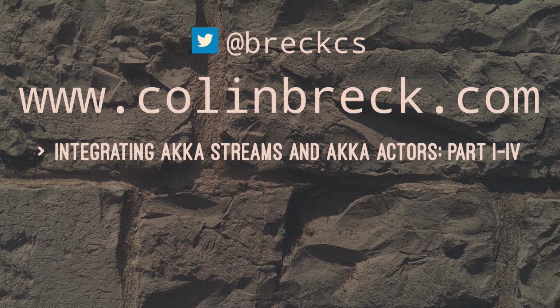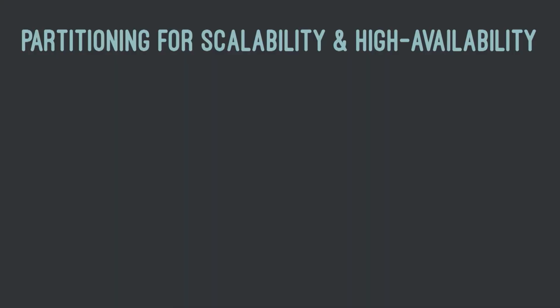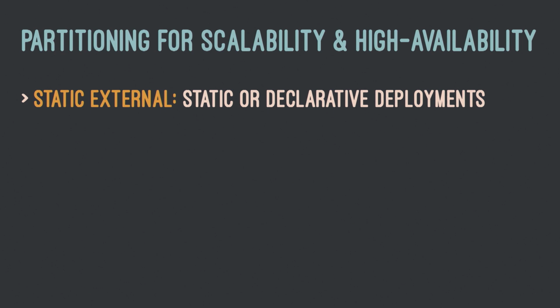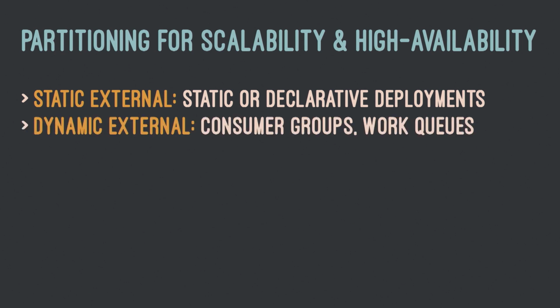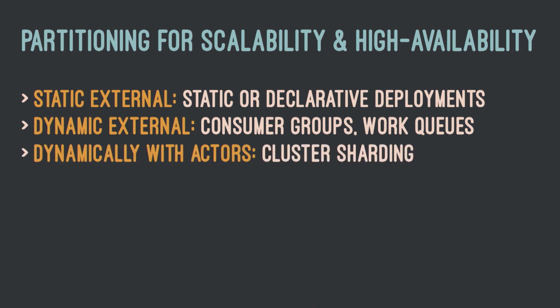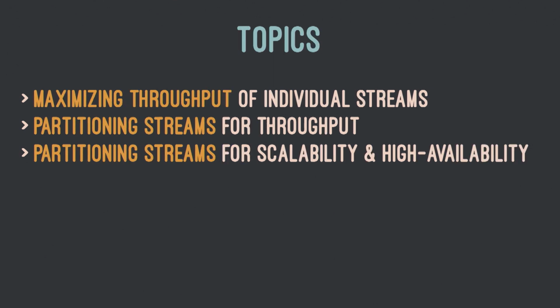So to summarize partitioning for scalability and high availability, use static external partitioning for static or declarative deployments, dynamic external partitioning through consumer groups or work queues, or dynamically with actors and cluster sharding. And what these do is run the streams independently, and you let the runtime recover from failures or provide dynamic scaling of your streams. Okay, those are the 3 topics that I wanted to cover.